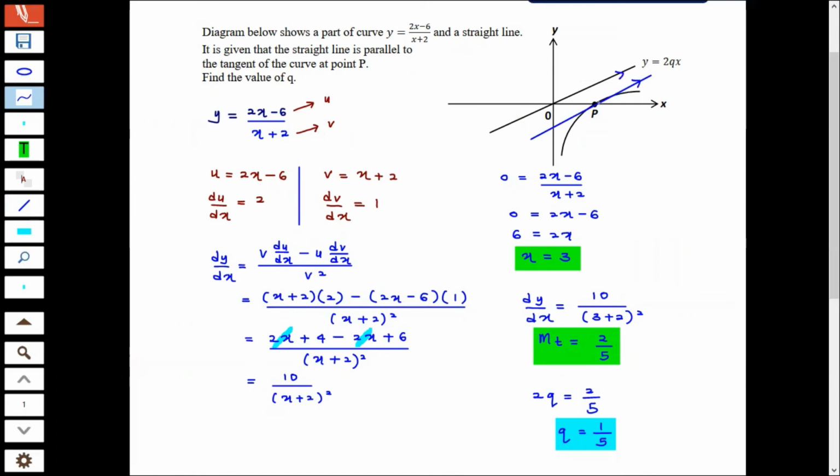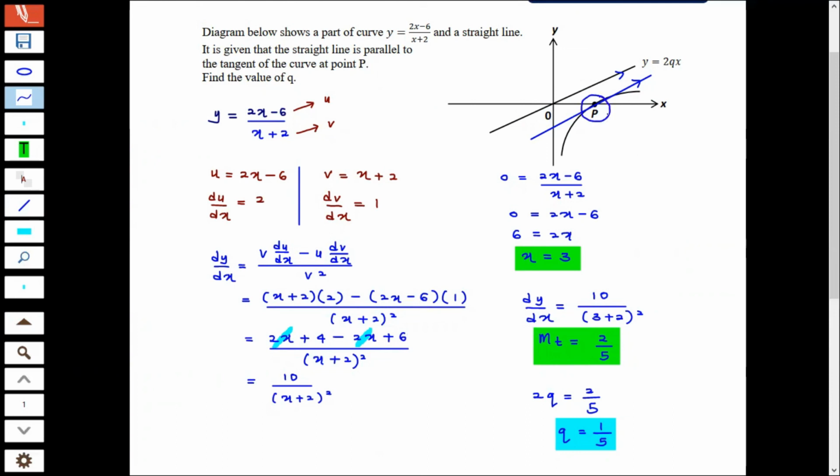How do we get the gradient at the point P? Always remember gradient is dy/dx, right? So I take the equation of the curve and do the dy/dx until I get this answer. Hope you understand this dy/dx concept. And then I need to put in the value of x. But the problem here is I don't have the value of x, right?